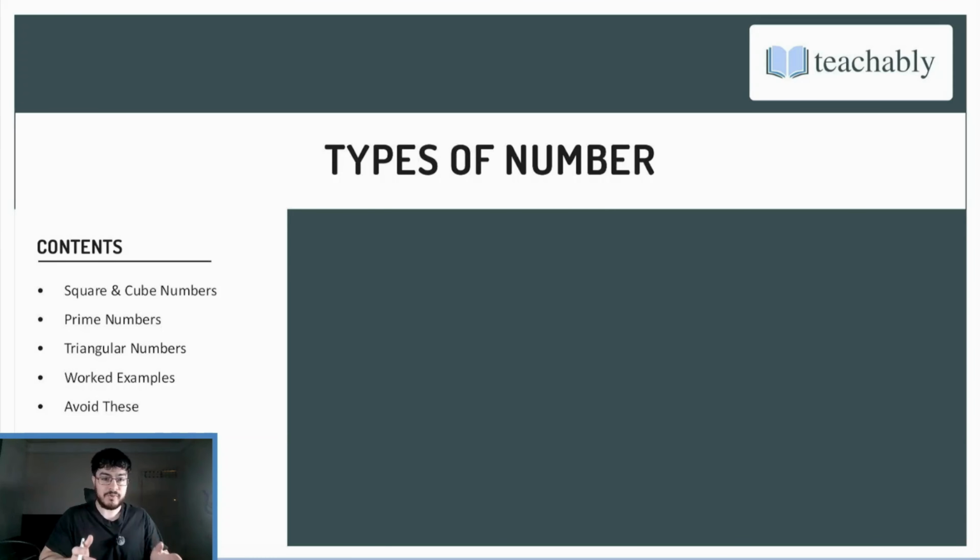Hello and welcome to the first subtopic in the overview of the numbers in GCSE Maths. What we're going to do is square and cube numbers, prime numbers, triangular numbers. We're going to do some worked examples and a few things to avoid.